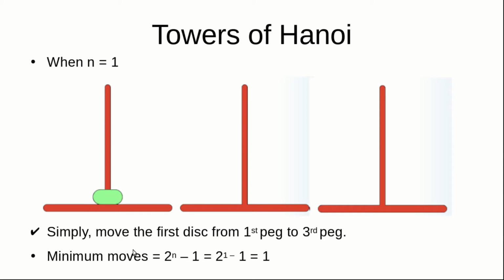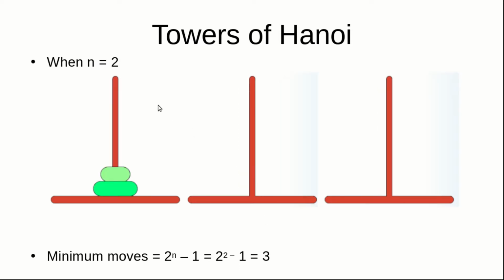So the minimum number of moves is given by 2 power n minus 1. In this case n is 1, so 2 to the power 1 is 2, minus 1 will be 1. Similarly, if the number of disks is 2, we can calculate the minimum number of moves as 2 to the power n minus 1. So 2 squared is 4, 4 minus 1 is 3. So it is very easy.